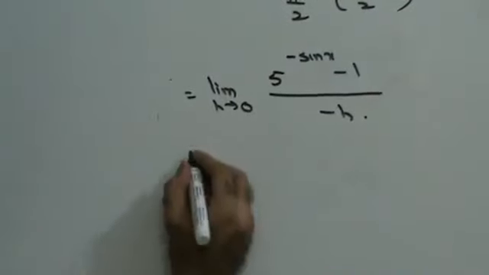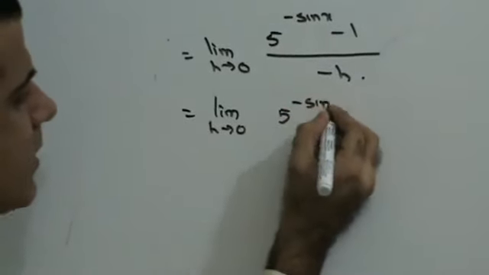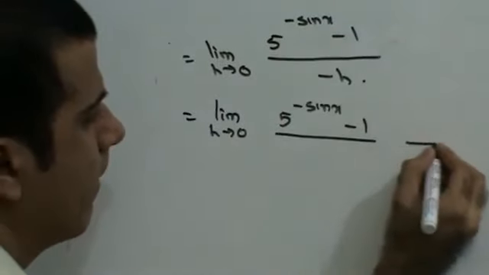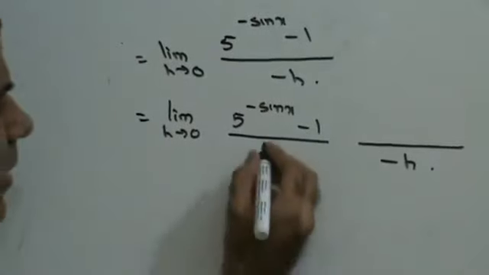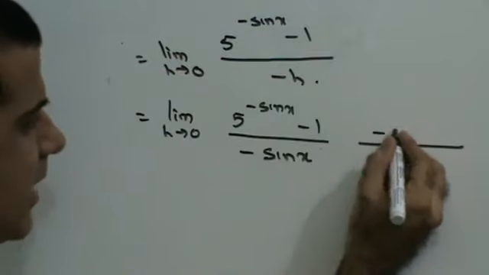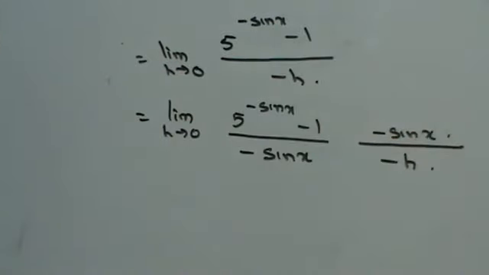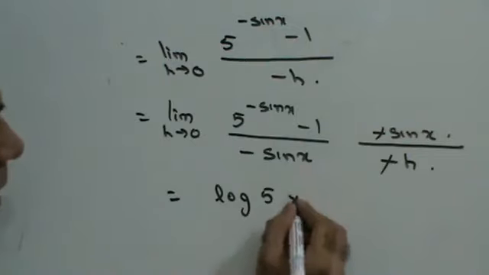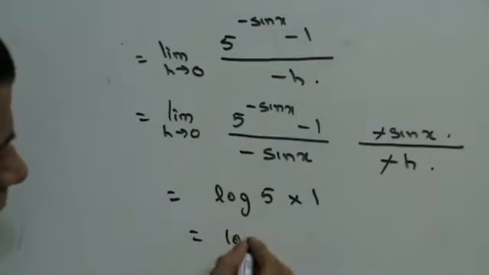This can be written as limit of h tends to 0 of (5 raised to minus sine h minus 1) upon minus h. I'm just rearranging them. Divide numerator and denominator by minus sine h. I'm dividing by minus sine h, I'm multiplying by minus sine h. Minus and minus get cancelled. Use your formula here. This is going to be nothing but log 5. Which formula did I use? (a raised to x minus 1) upon x is log a. Sin x upon x is 1. So this you will get as log 5.